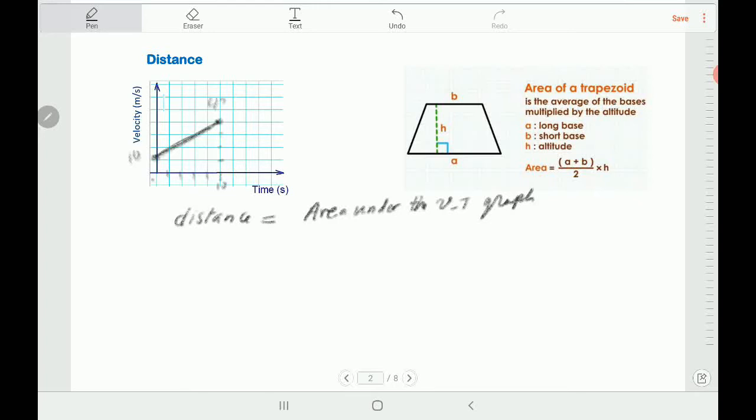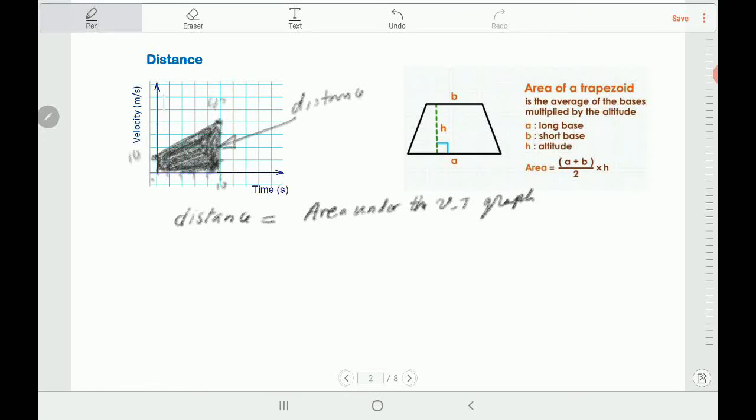So to find the distance traveled by the car from the initial position to the final position, just try to find the area under the straight line. Why? Because the straight line represents the relation between the velocity and the time. So we need to find this area, and this area will be equal to the distance.